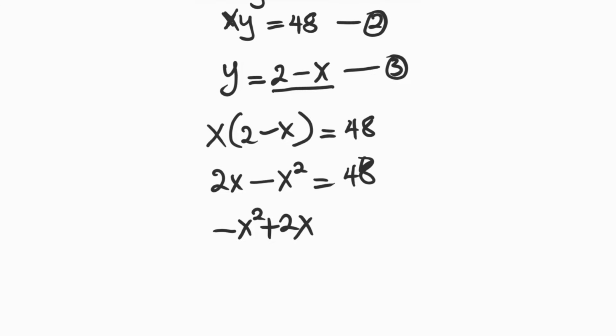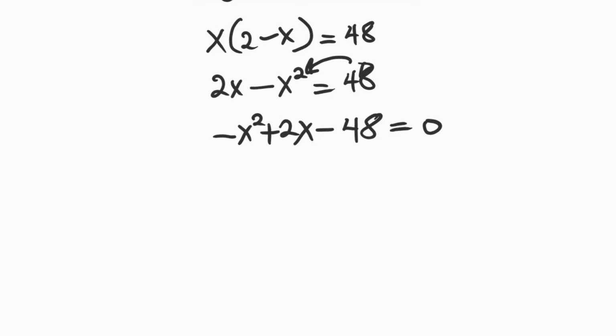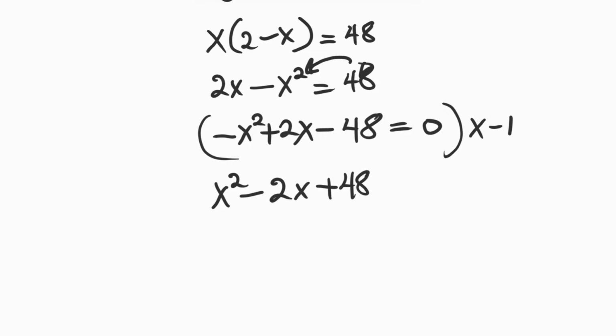If we move the 48 from the right hand side to the left hand side, we have minus 48 equals 0. Now, if we multiply everything by minus 1, we're going to have x squared, just so that our x squared has a positive sign, okay? x squared minus 2x plus 48 is equal to 0.